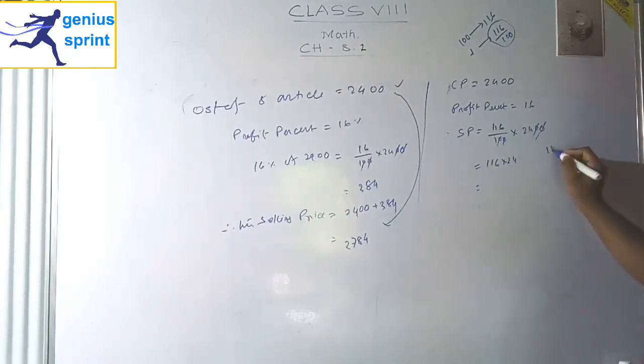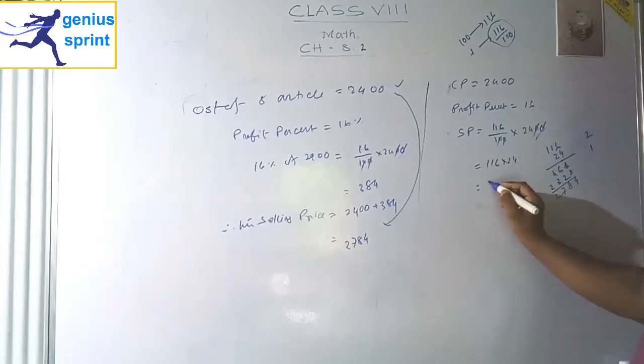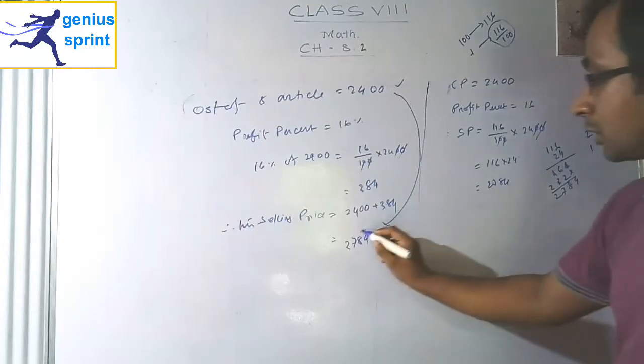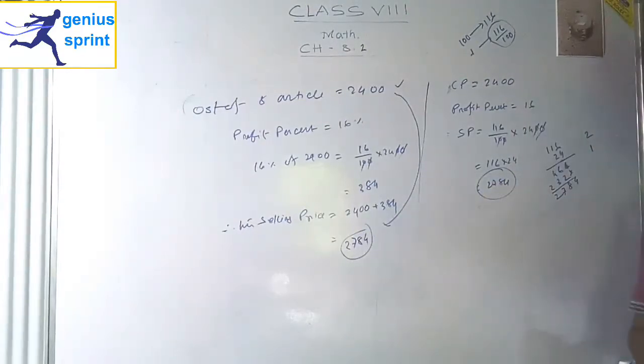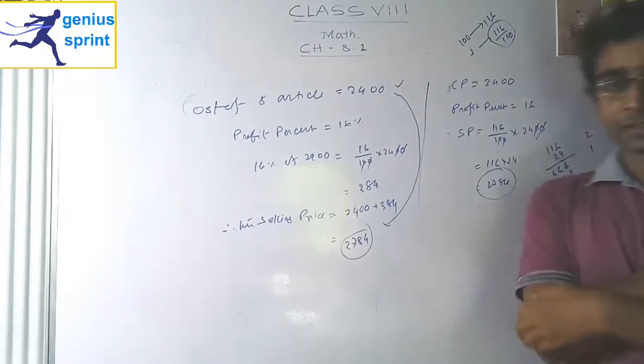Calculate these: 116 and 24. 4 sixes are 24, 4 carry 2, 4 ones are 4 to become 6, 4 ones are 4 again, 2 sixes are 12, carry 1, 2 ones are 2 and 1 is 3, 2 ones are 2. So you will get 2784. See, both the answers become the same. So you can take this method also for solving your problems. Hope you understand these things.